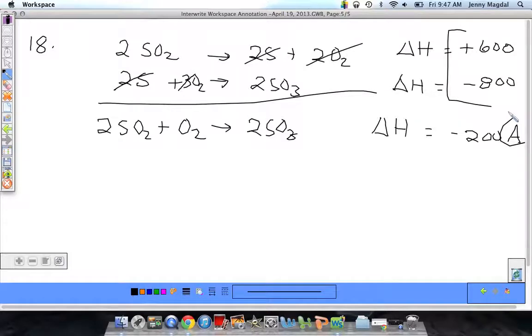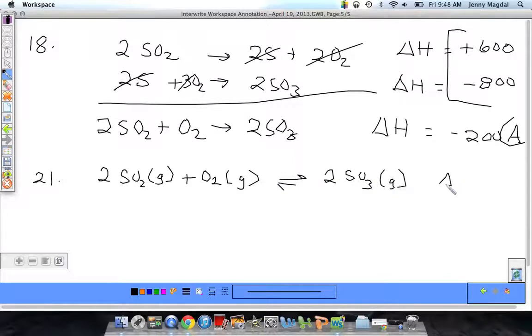21, I need to think through a little bit. I want to increase the sulfur trioxide. So I look at my equation. I have 2SO2 gas plus O2 gas in equilibrium with 2SO3 gas, and my delta H is negative. So I want it to shift to the right. It's the shift I'm looking for.